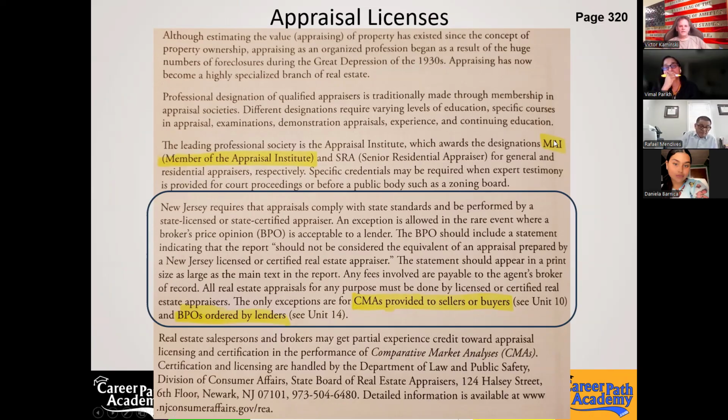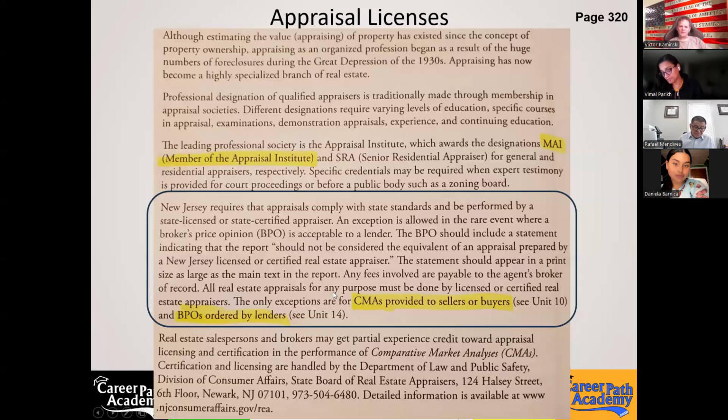All right, now, New Jersey requires appraisals comply with state standards and be performed by state licensed and certified appraisers. Exceptions are allowed in the rare event where a broker's price opinion is acceptable to a lender. The BPO should include a statement that the report should not be considered the equivalent of an appraisal prepared by a New Jersey licensed or certified real estate appraiser. The statement should appear in print size as large as the main text on the report, so it should not be in fine print. Any fees involved are payable to the agent's broker of record. You get paid through your broker when you do BPOs too.